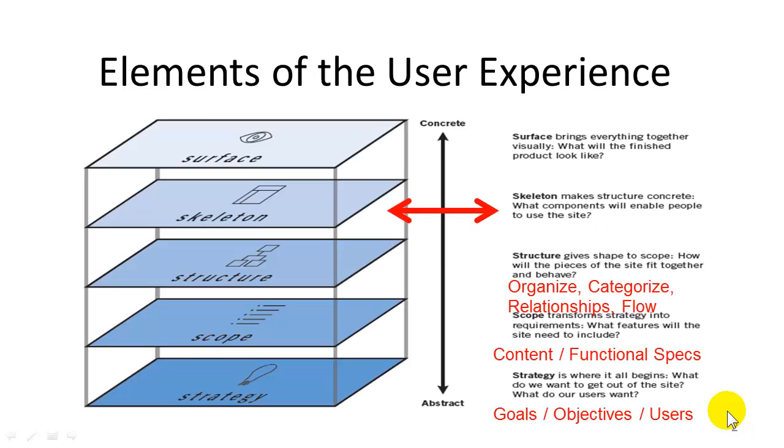Alright, so to review, we have looked at the strategy plane, where we established our goals, objectives, and determined our users. The scope plane, where we start gathering the content, determining what type of content we need, and what other types of functional specifications our product may need. At the structure plane, we start organizing our content, and we start understanding the relationship between the different types of content that we have and the flow or interactivity of the functionality that we may have.